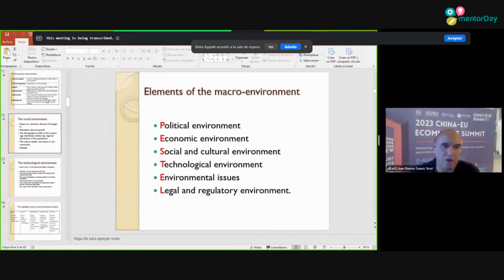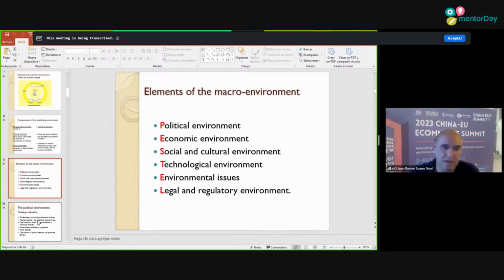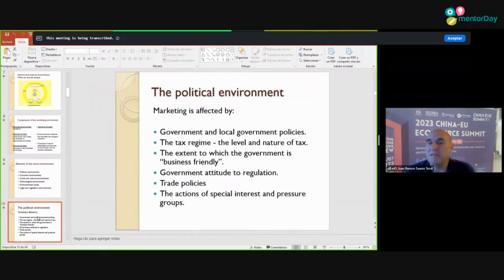Okay, so we are going to see just a couple of them. The political environment, for example: government and local government policies, the tax regime, government attitude to regulation, trade policies, the actions of special interest and pressure groups. For example, you are in Ghana, most of you, so the political environment would be your relationship with the European Union. Can you tell me how you see the political environment in terms of regulations with the European Union, or with the USA, or Ghana in the surrounding countries? How do you see that? Ibrahim, for example, or Richard?